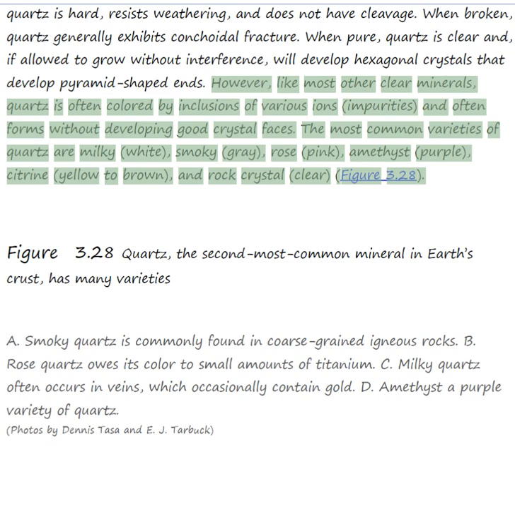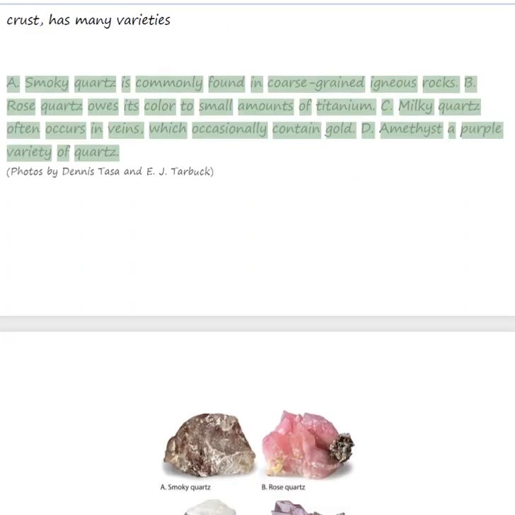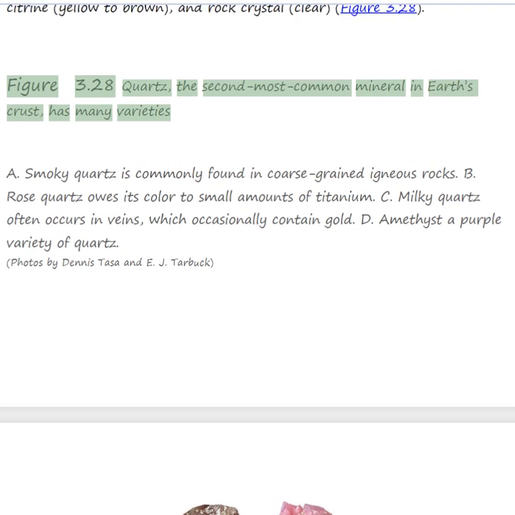However, like most other clear minerals, quartz is often colored by inclusions of various ions and often forms without developing good crystal faces. The most common varieties of quartz are milky, smoky, rose, amethyst, citrine, and rock crystal. A. Smoky quartz is commonly found in coarse-grained igneous rocks. B. Rose quartz owes its color to small amounts of titanium. C. Milky quartz often occurs in veins, which occasionally contain gold. D. Amethyst, a purple variety of quartz. Figure 3.28 Quartz, the second most common mineral in Earth's crust, has many varieties.